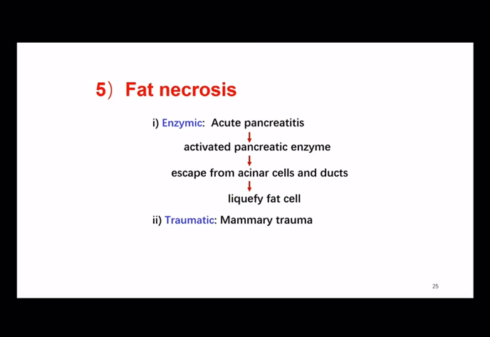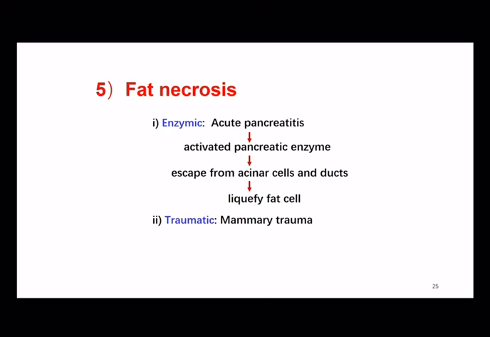The fifth form of necrosis, fat necrosis, often occurs in the emergency known as acute pancreatitis. In this disorder, pancreatic enzymes that have leaked out of acinar cells and ducts liquefy the membranes of fat cells in the peritoneum, and lipases split the triglyceride esters contained within fat cells.